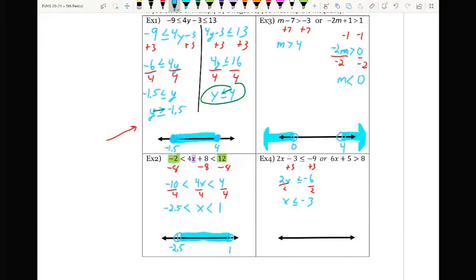And now, on the right-hand inequality, we're going to subtract 5 on both sides. Gives me 6x is greater than 3. Then we divide by 6. X is greater than 1/2.